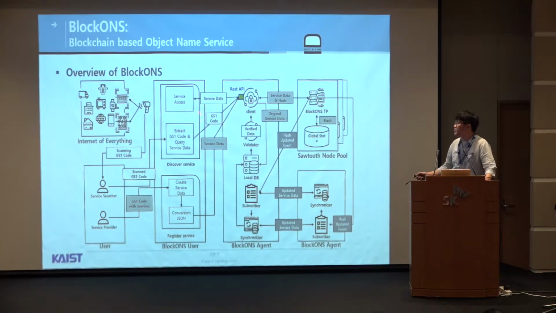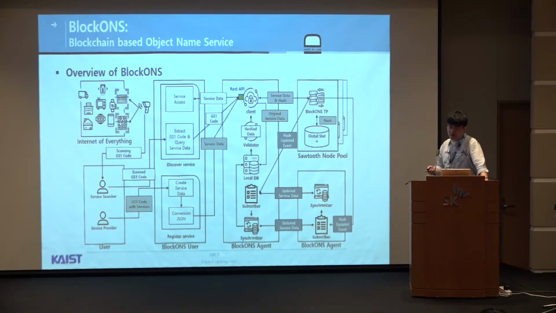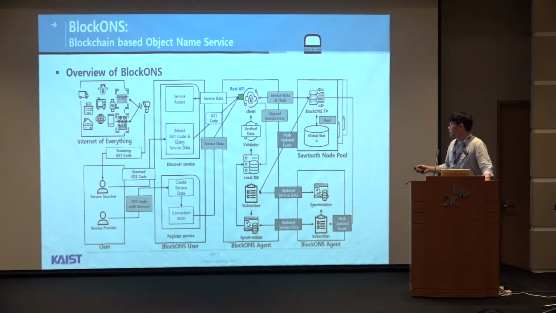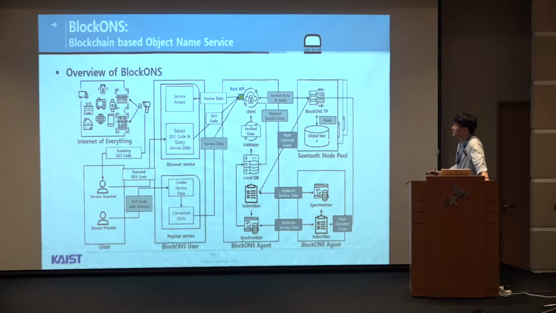sent as service data to the off-chain database, which is called the BlockONS agent, and the client handles the service data with the JSON code and refines that data by using the critical factor. Then the off-chain sends the service data to the BlockONS TP. This is a Hyperledger Sawtooth-based blockchain node, and they store the critical data into the global state.